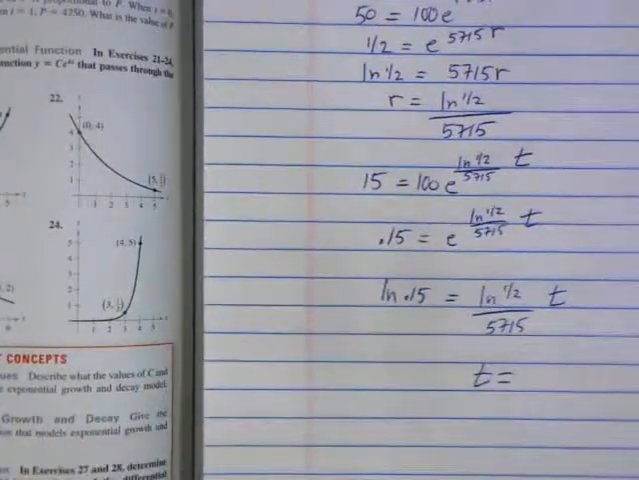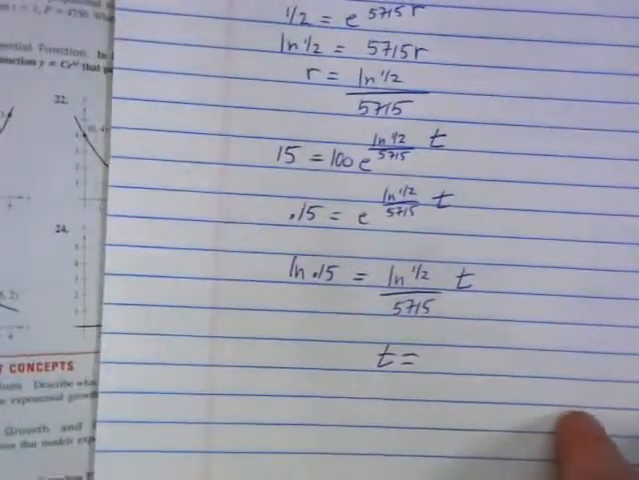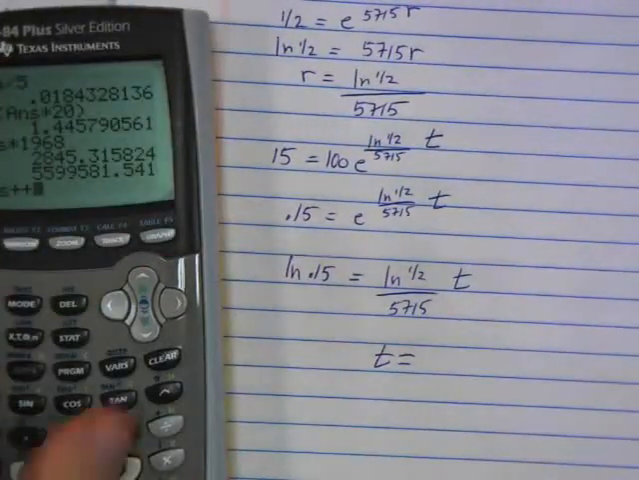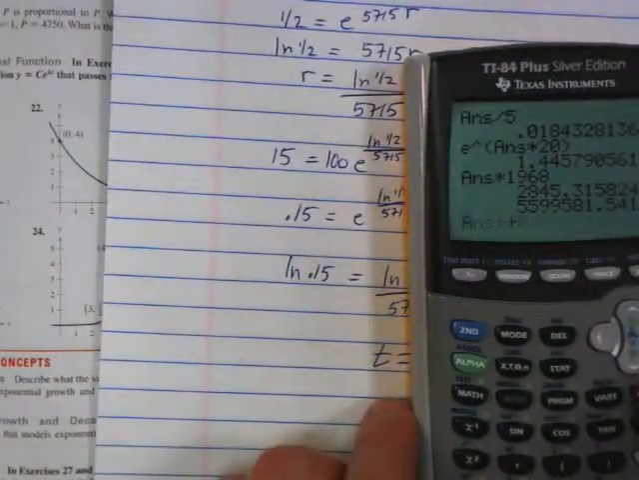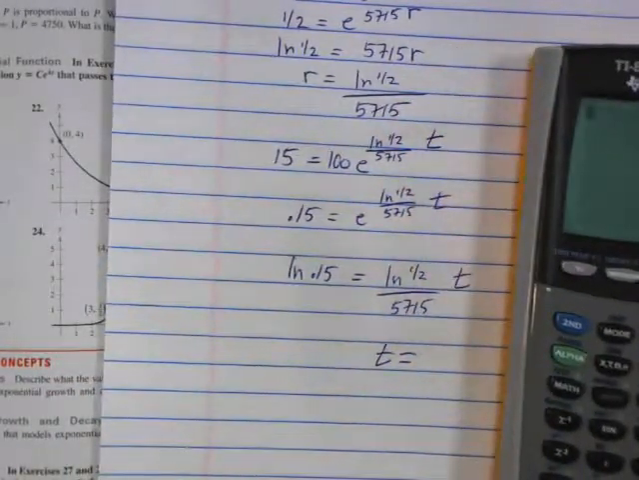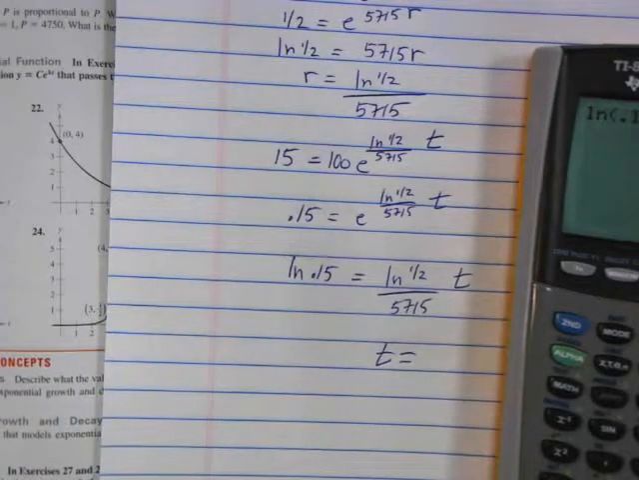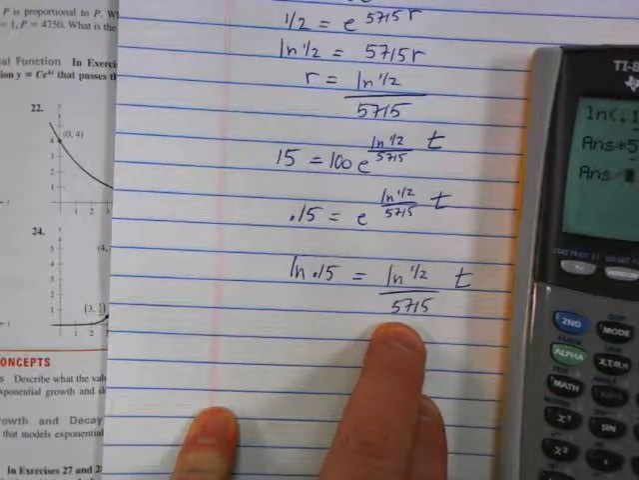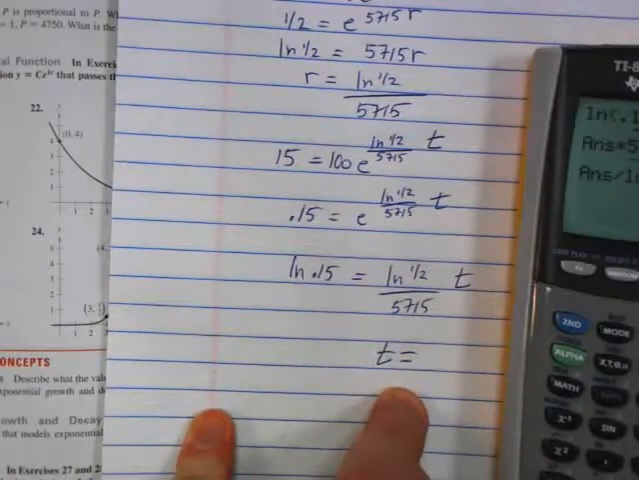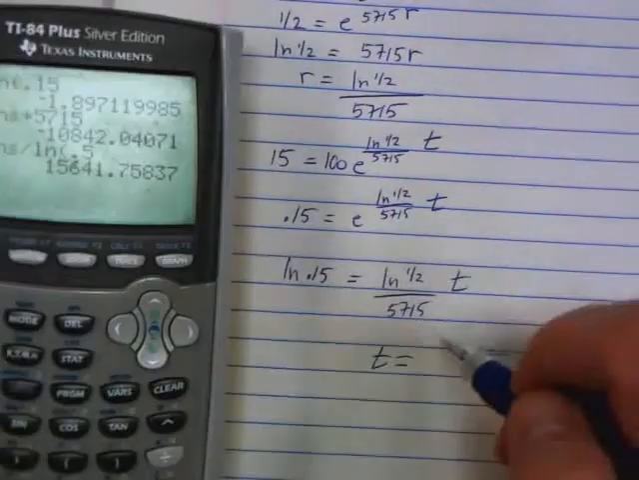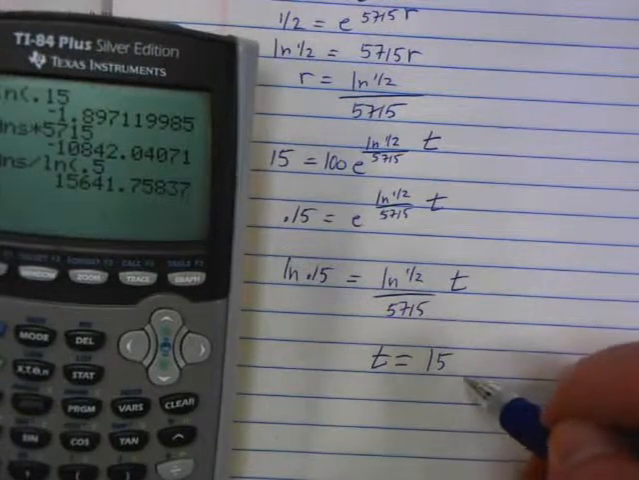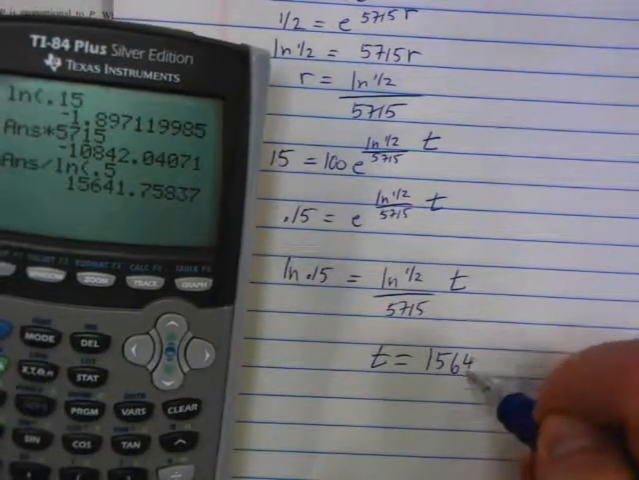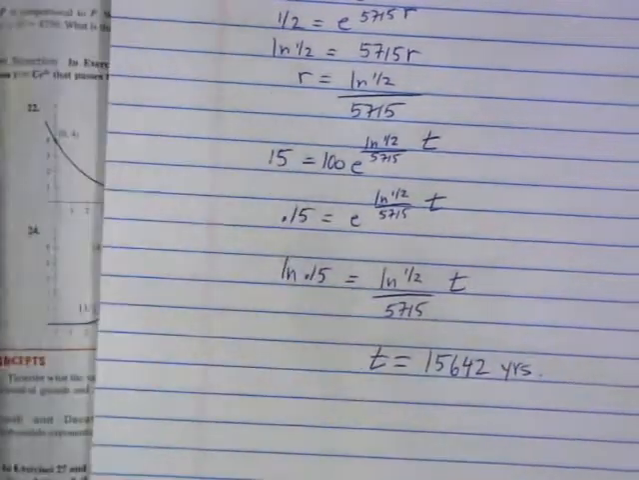So T is, I grabbed my calculator. What did I do with it? There it is. ln of 0.15 times 5715 divided by ln of a half is 15,642 years, we'll call it.